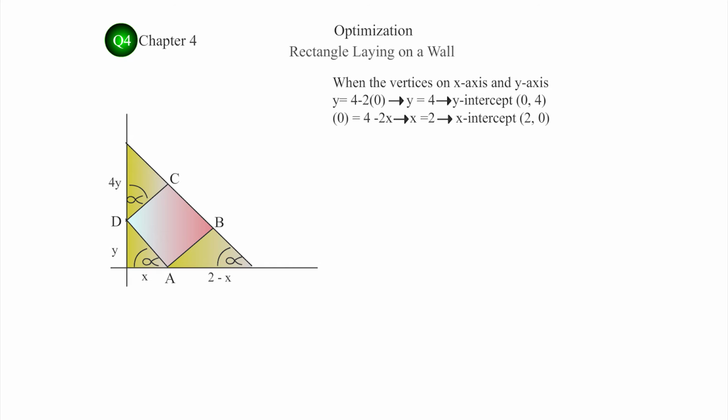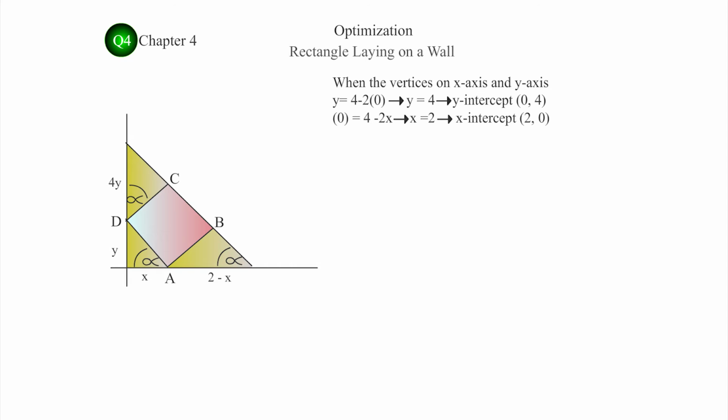The first step is to find the relation equation. We have side OA equal to x and side OD equal to y. Therefore, if OA is equal to x, AK is then equal to 2 minus x.